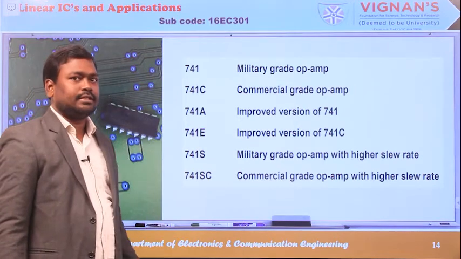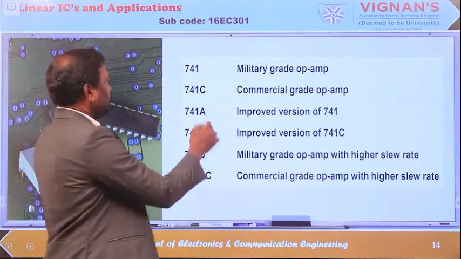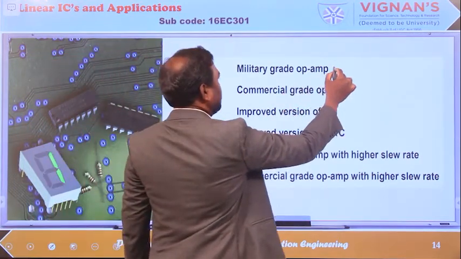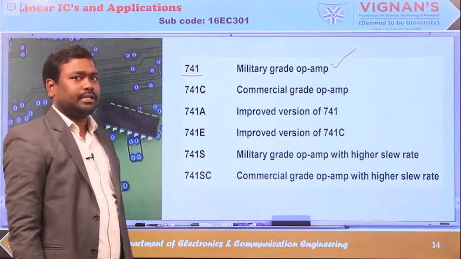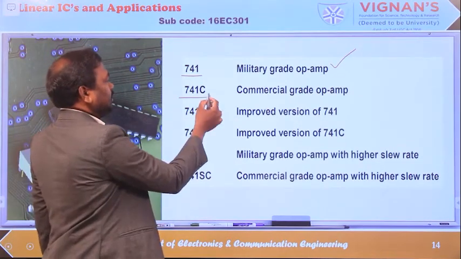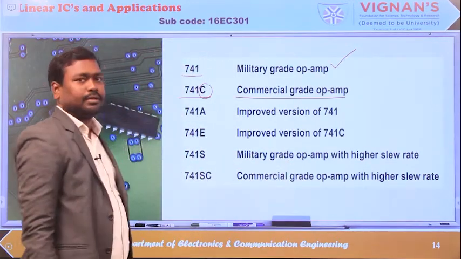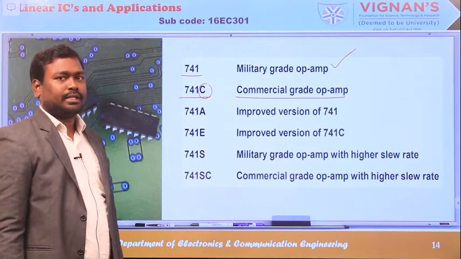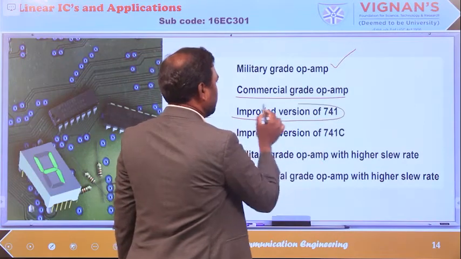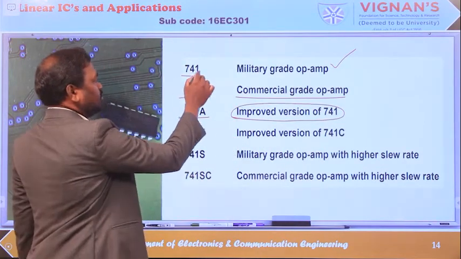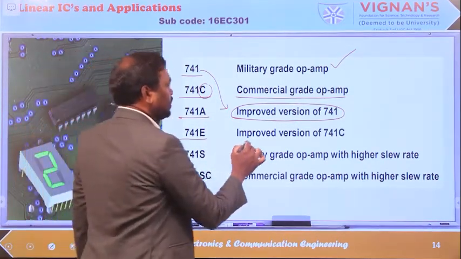There are some extensions after the IC number. Let's see what they represent. If it is a simple 741, it is a military graded op-amp, made for military applications. 741C is a commercial grade op-amp, for commercial applications. 741A is an improved version of the 741. 741E means an improved version of 741C.